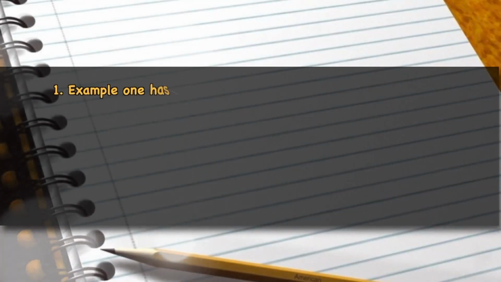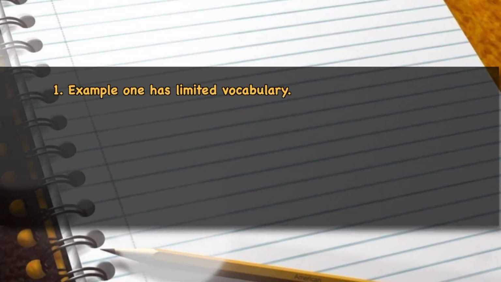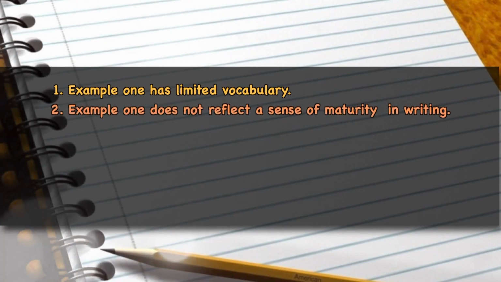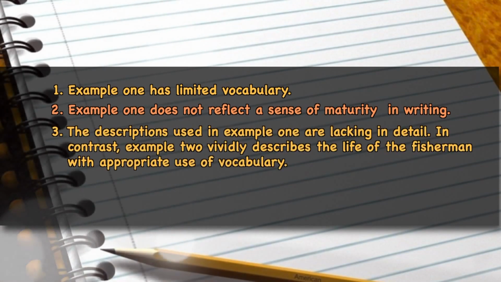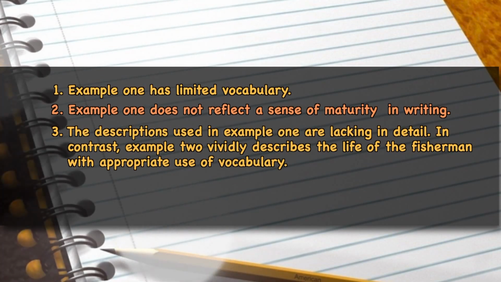So what is your opinion about these two examples? I bet most of you will feel that the second example is more interesting compared to the first one. Let me tell you why. First, example 1 has limited vocabulary. Second, example 1 does not reflect a sense of maturity in writing. Thirdly, the descriptions used in example 1 are lacking in detail.